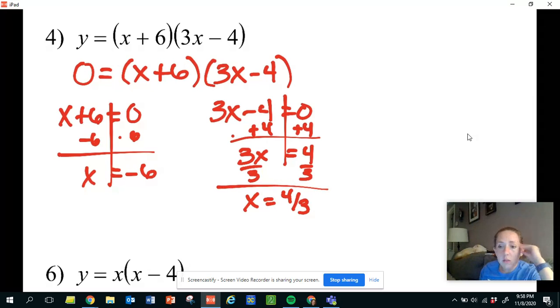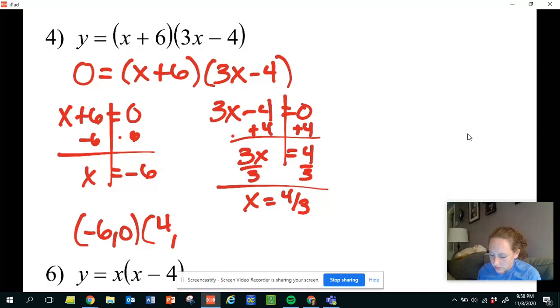Now, I will tell you, because these equations end up being so simple, if you do them in your head, I am fine with it. Just make sure that you write x-intercepts as points, because an x-intercept is a point on a curve. Okay, so that's just an important thing to remember.